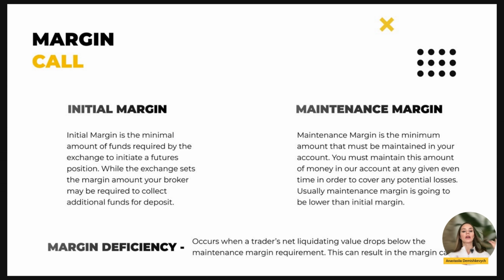Here's how it works. When you open a futures position, you need to deposit a certain amount of money called initial margin with your broker. This acts as a security for the trade. If the market moves against your position, your account balance can drop, and you may end up with less money than required to cover your futures trade. When this happens, your broker will send you a margin call, asking you to deposit more funds to bring your account back to the required level, called maintenance margin. If you don't add the required funds after the margin call, your broker might liquidate your position, which means they automatically close the trade to prevent further losses.